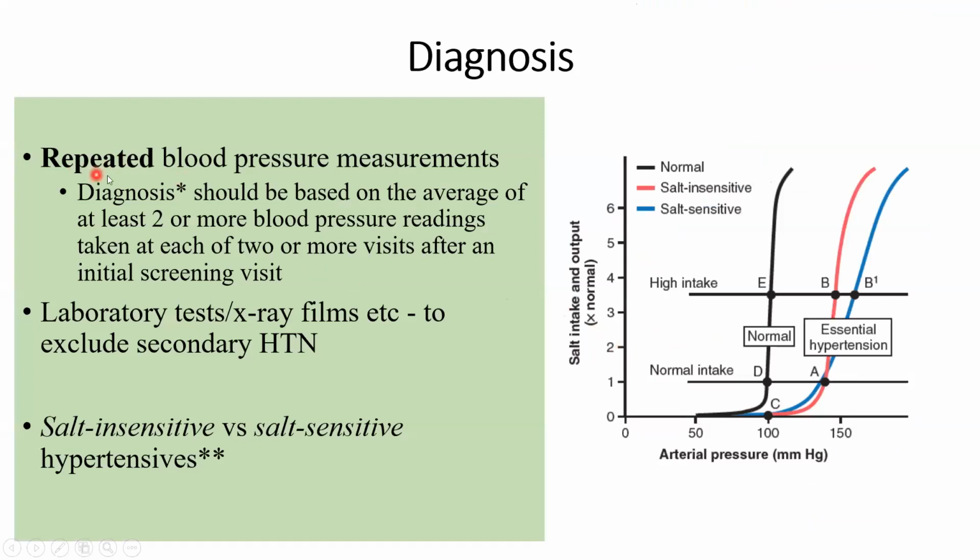Diagnosis, again: it's not just one high reading of blood pressure that would prompt you to label this person as a hypertensive. There are protocols, and they should really be followed to the spirit. Let's not be trigger happy in labeling people with diabetes or hypertension based on single readings. That's most unfortunate. Repeated serial blood pressure measurements are the way to go. Hypertension is based on an average of at least two or more high blood pressure readings taken at each of two or more visits. So you ask the person to come back.